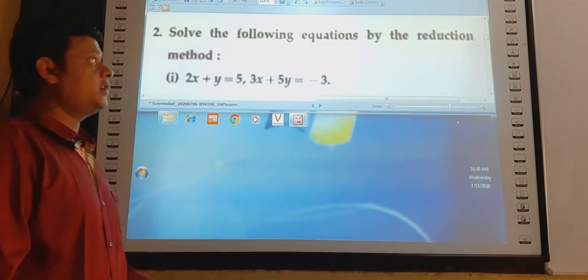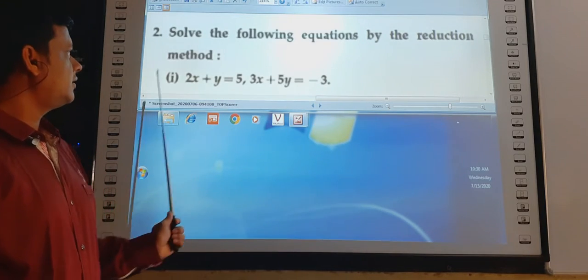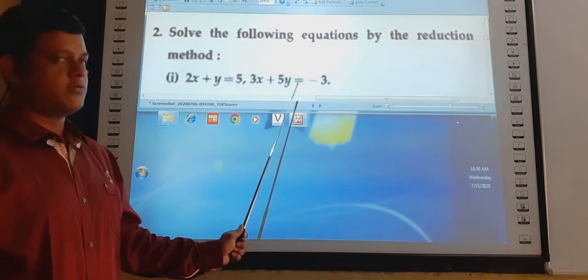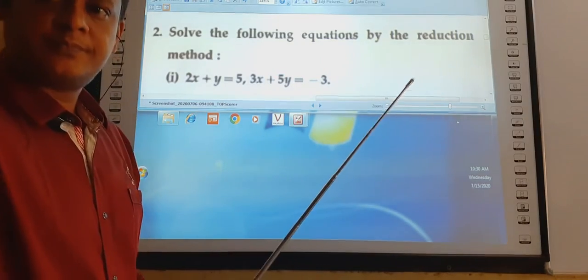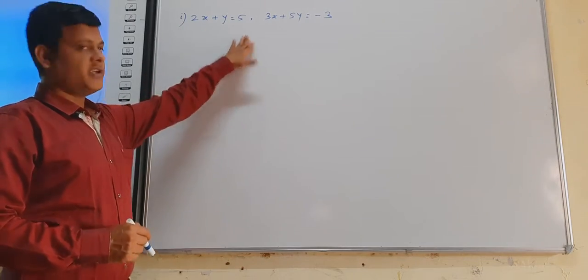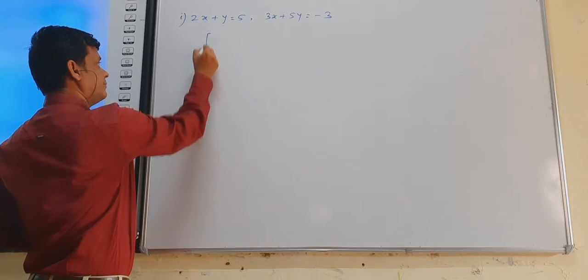The next question is: solve the following equations by the reduction method. The first equation is 2x plus y equals 5, and 3x plus 5y equals minus 3. For solving this problem, we have to write these equations in matrix form first. So we write in matrix form.